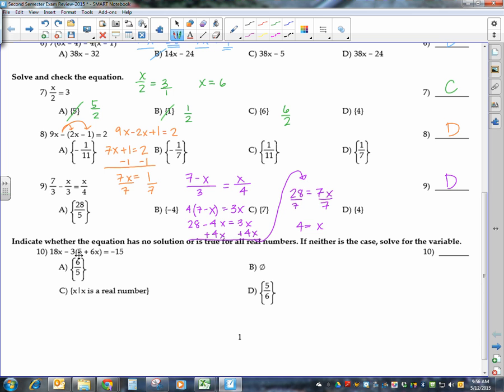So again, I have to distribute my parentheses. So that's going to give me 18x minus 15 minus 18x equals negative 15. Okay, so I just did negative 3 times the first term and negative 3 times the second term. So when I combine like terms on one side, 18 minus 18 is 0. So I'm left with negative 15 equals negative 15. That is a true statement, which means your answer is all real numbers.